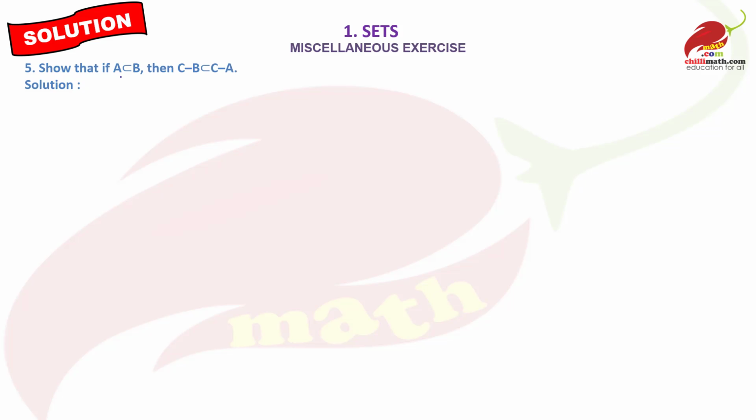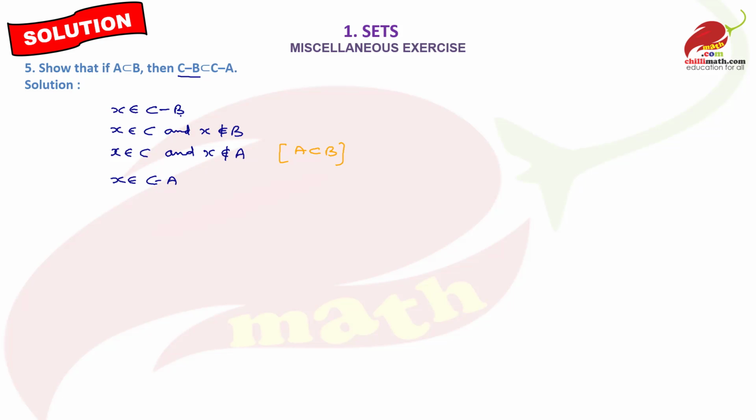Fifth question is, show that if A is a subset of B, then C minus B is a subset of C minus A. So let x belong to C minus B. This we can write as x belongs to C and x does not belong to B, which in turn we can write as x belongs to C and x does not belong to A, because we are given A is a subset of B. So if it is not in B, how can it be in A? This we can write as x belongs to C minus A.